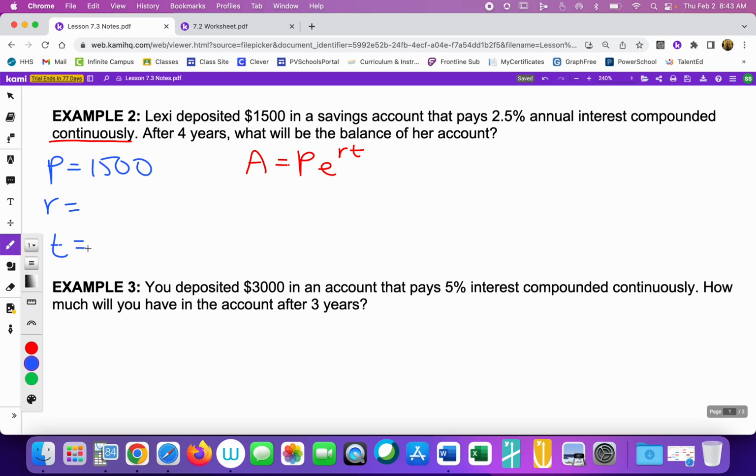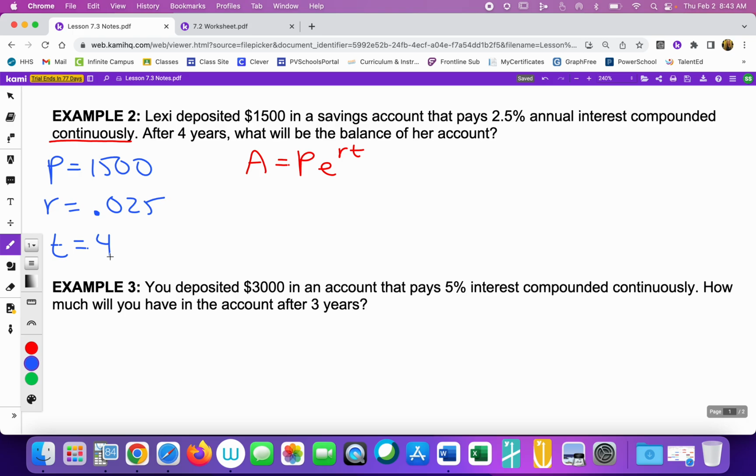And now we write 2.5% as a decimal. 0.025. Okay. If you're not sure if you got it right, take the percent of 2.5 and divide it by 100 in your calculator, and it will move the decimal for you. So you divide it by 100. T. 4. 4 years.